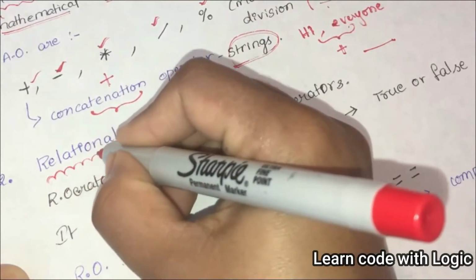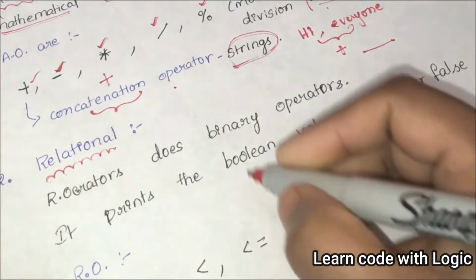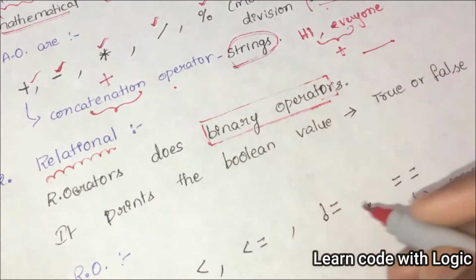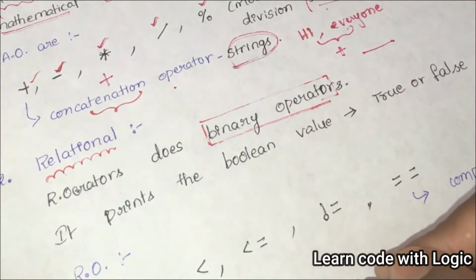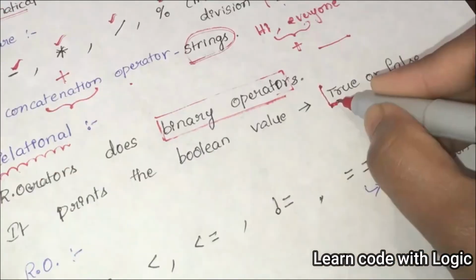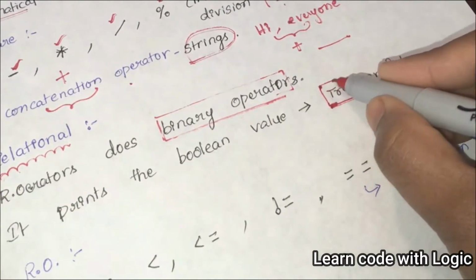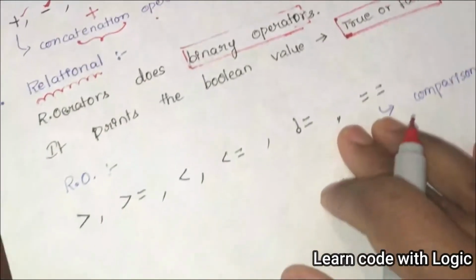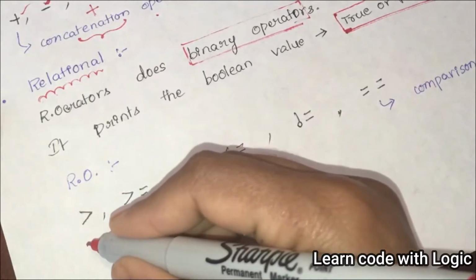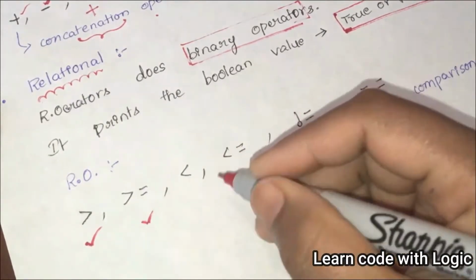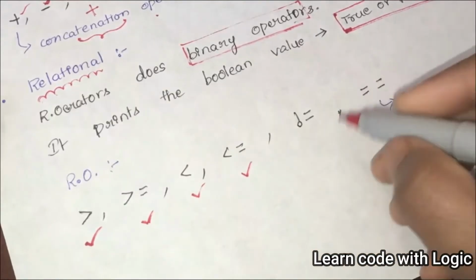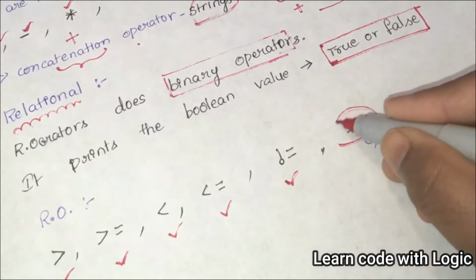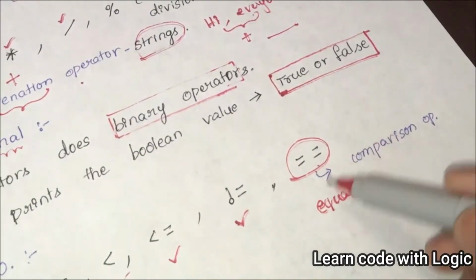The second type of operators are relational operators. Relational operators do binary operations, which means they return a boolean value. Boolean means true or false. It does comparisons and prints whether the statement is true or false. The types of relational operators are greater than, less than, greater than or equal to, less than or equal to, and not equal to. This is equal to. Equal to means it compares whether both are equal or not.